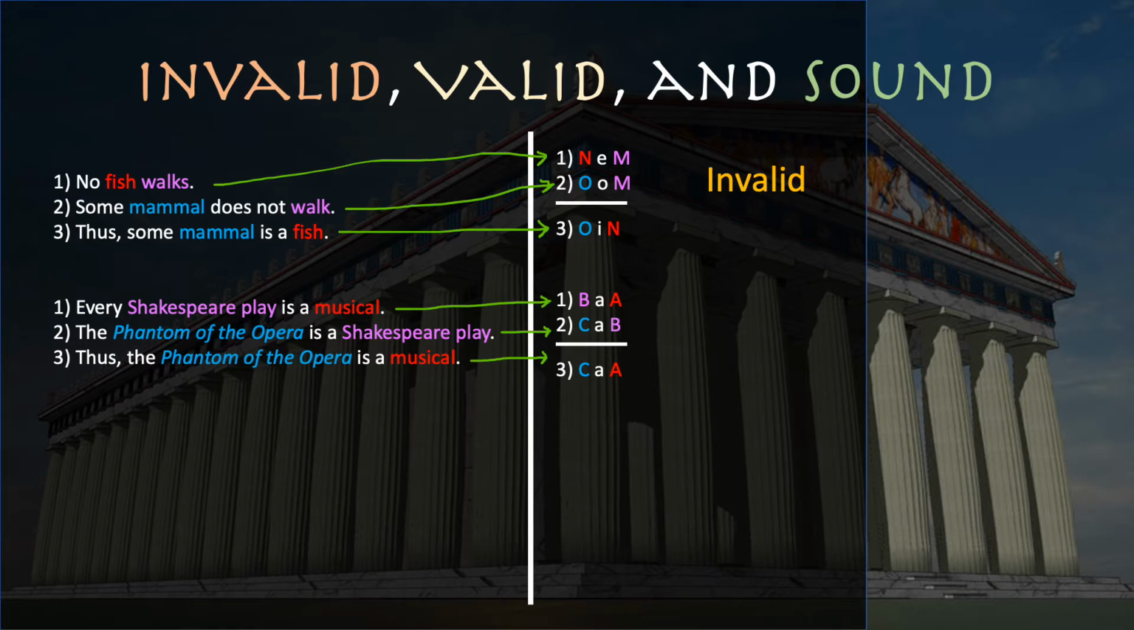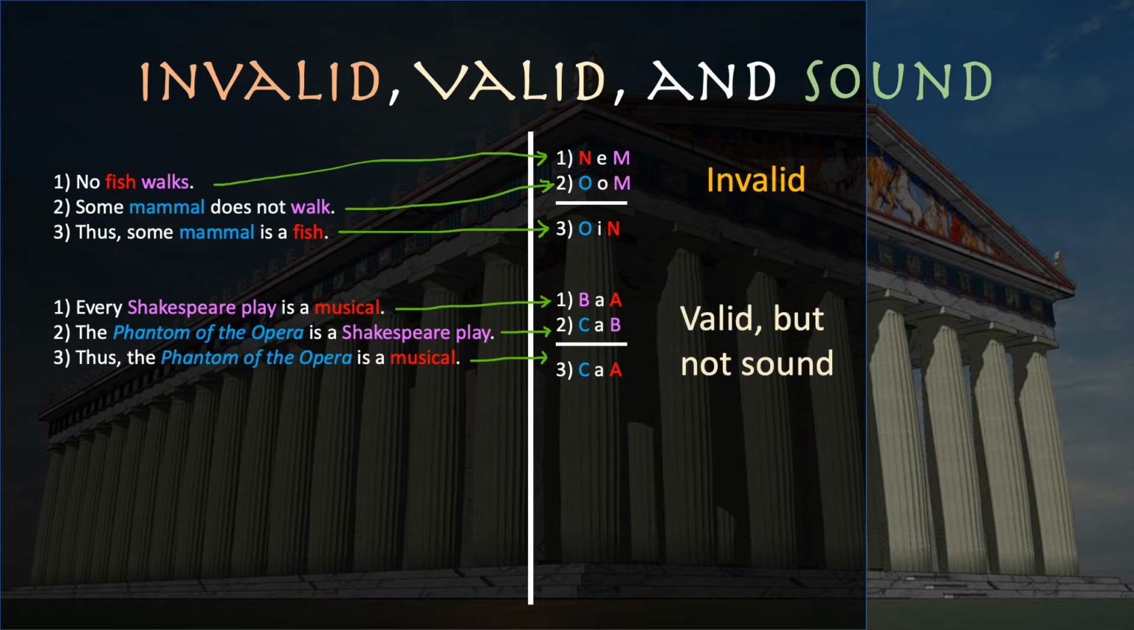The conclusion is true. It is true that The Phantom of the Opera is a musical. The first premise is false. Every Shakespeare play is not a musical. The second premise is also false. The Phantom of the Opera is certainly not a Shakespeare play. So there are two false premises, but a true conclusion.